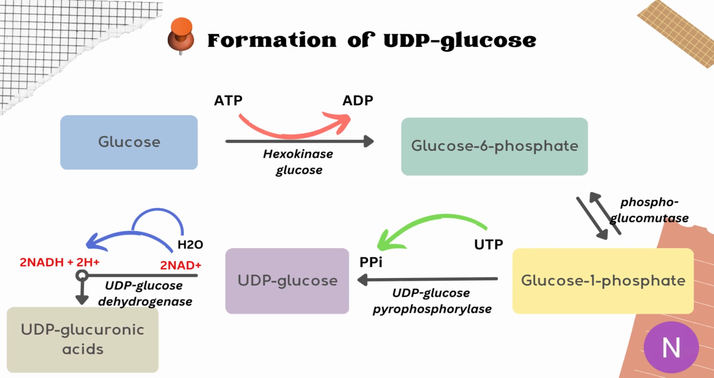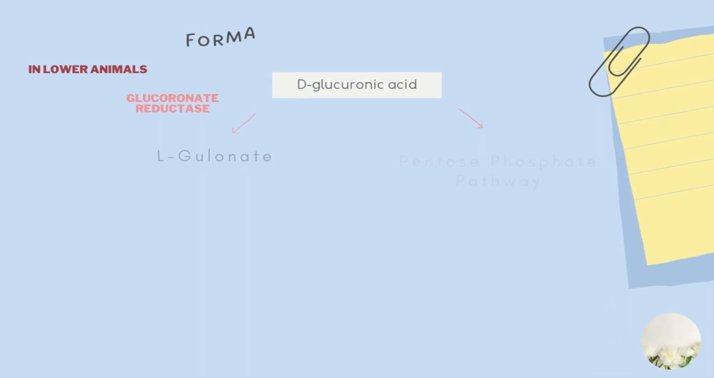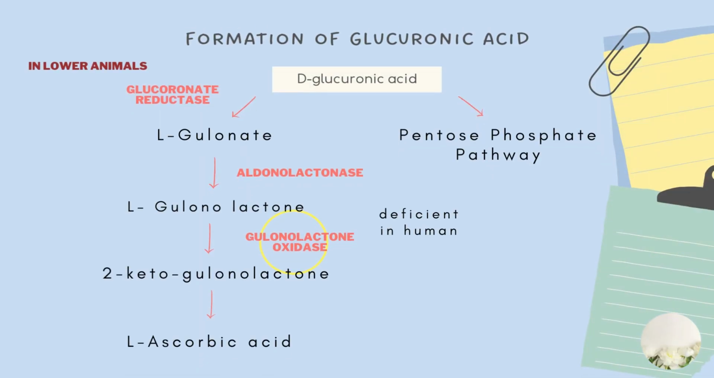So, from the UDP glucose, we will convert to UDP glucuronic acid, in which UDP glucose is oxidized at carbon number 6 by a two-step process via an NAD plus dependent UDP glucose dehydrogenase to form UDP glucuronic acid. So next, we move to the formation of glucuronic acid, which is the second formation.